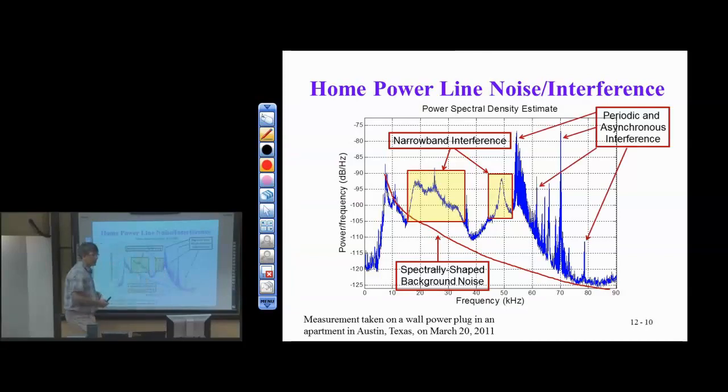And there's also other interferers. Sometimes AM radio bands will leak down into this range. They're not in this range, but they may alias down into this range. These wires are really nice antennas in the home, also outdoor. We have this happening.